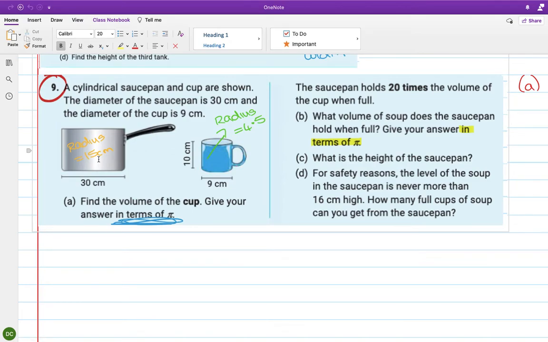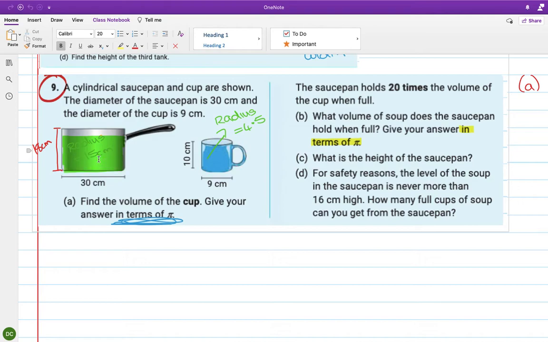Okay? And for safety reasons, the level of the soup in the saucepan is never more than 16 centimeters high. How many full cups of soup can you get from the saucepan? Okay, so we know that the total height is 18 centimeters, but we can't fill it to 18 centimeters because it's not safe. So you can only fill it to 16 centimeters.